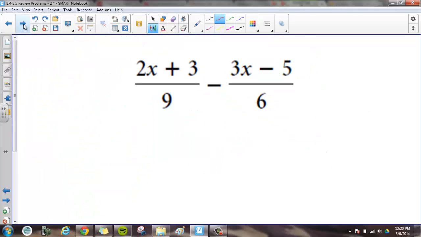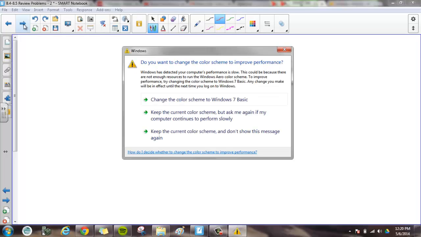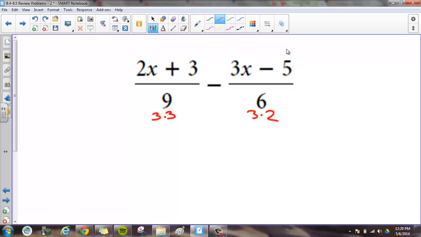So here, I got 2x plus 3 over 9 minus 3x minus 5 over 6. What I'm going to do is get a common denominator before I can add or subtract these. I can't do it without that. I notice that 9 is really 3 times 3. And I notice that 6 is 3 times 2. So noticing these two things, I ask myself, what is over here that's not over here?